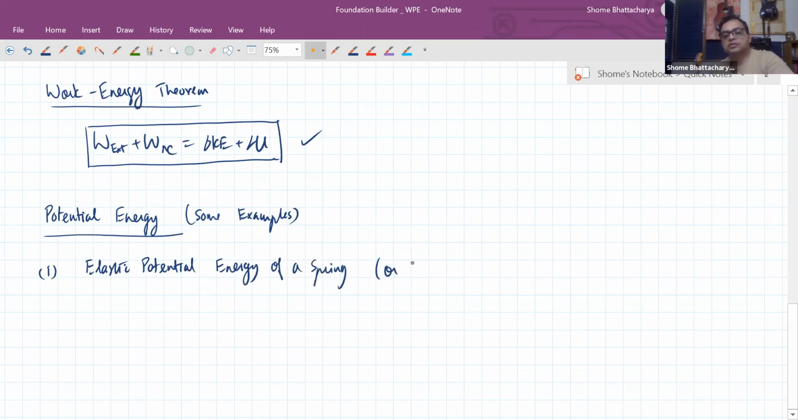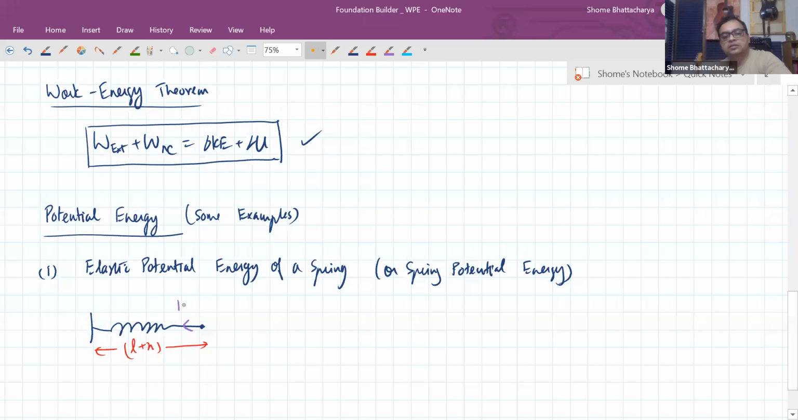Or simply, spring potential energy. Let's understand this. As we saw last time, whether the spring is in an extended state, therefore the spring force is acting inwards and is of magnitude kx, and the differential displacement is happening outwards.